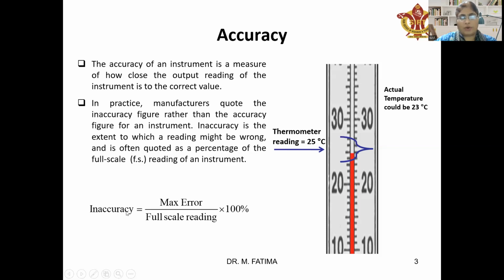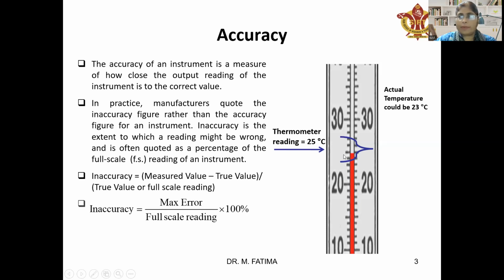The inaccuracy or error is equal to the maximum error divided by full scale reading, and can be multiplied by 100 for percentage. Now, this inaccuracy or error can be written as measured value minus true value divided by true value. That is, the inaccuracy is written in terms of true value. And measured value minus true value divided by full scale reading, that is, the inaccuracy or error is written in terms of full scale reading. The measured value minus true value gives the error.